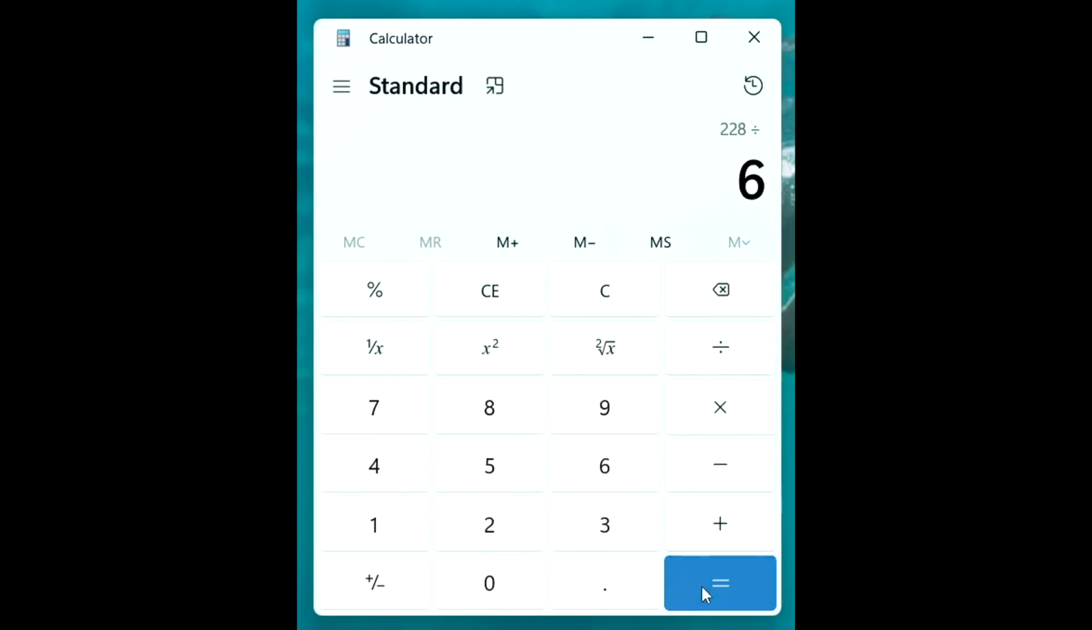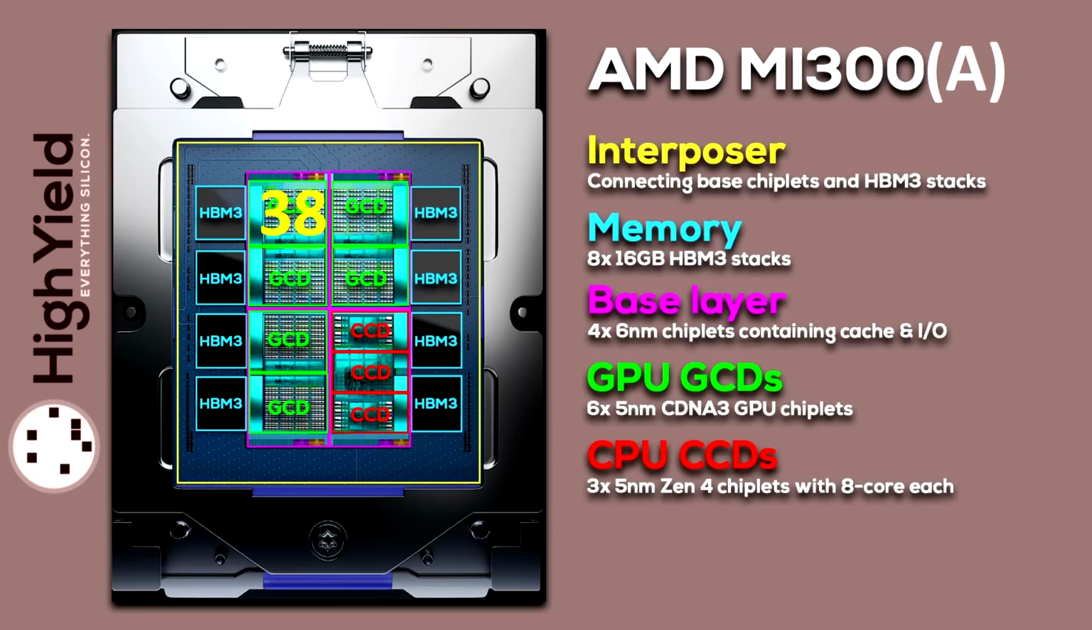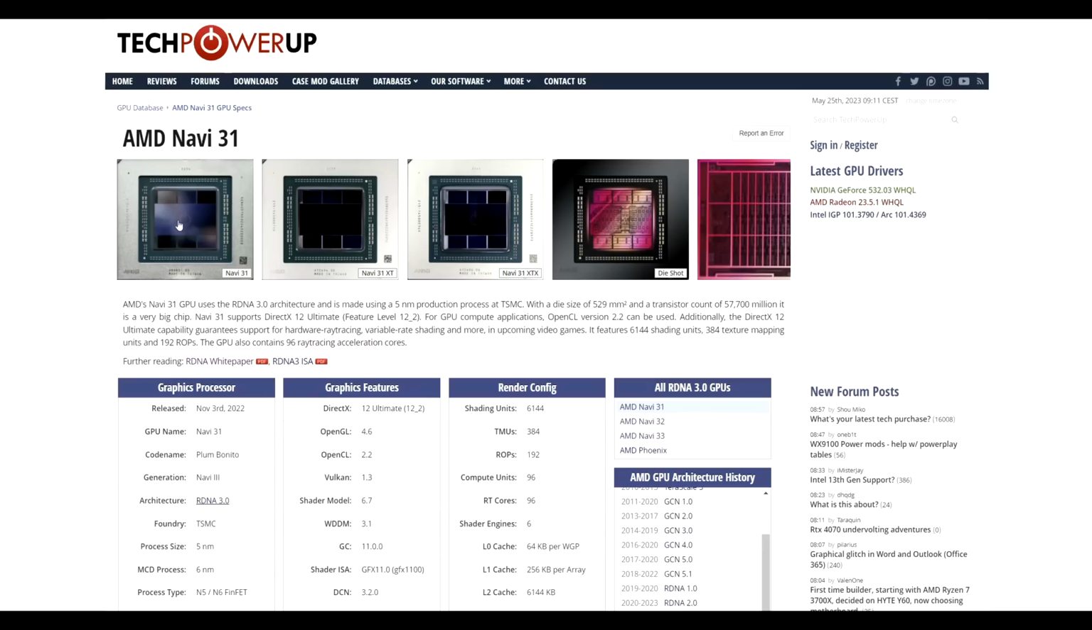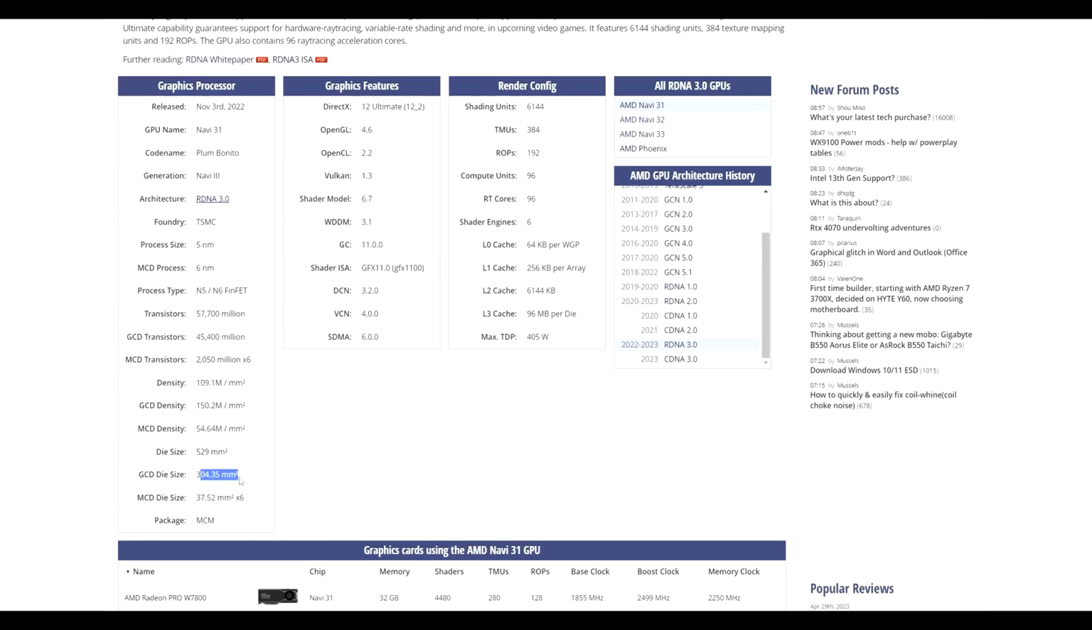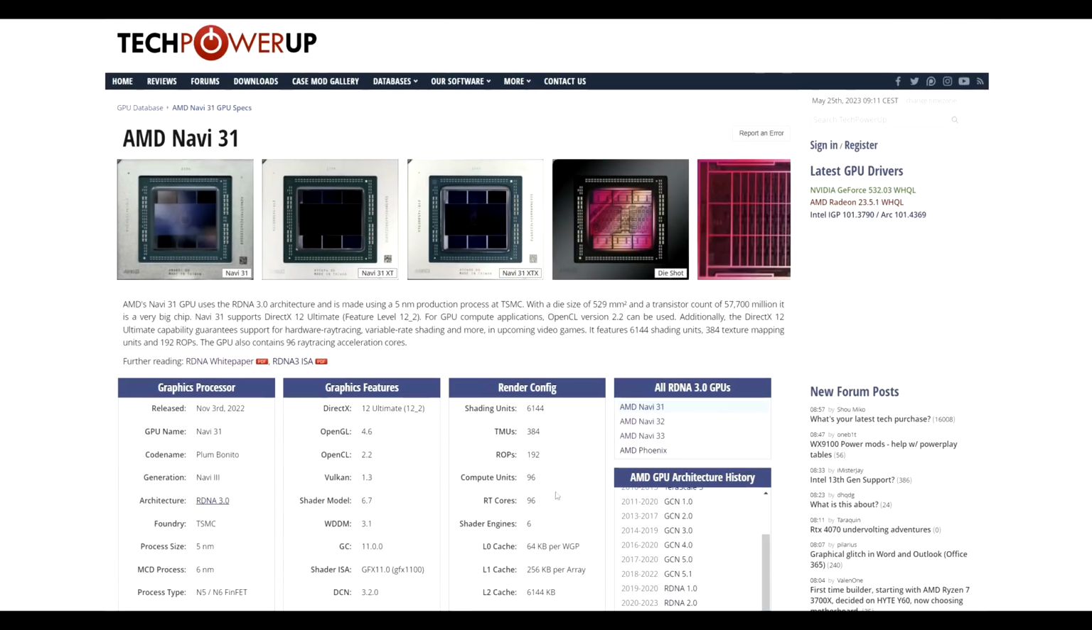228 divided by 6 is 38. So each graphics chiplet has 38 compute units, which means we're looking at a cut-down chiplet here, with the full chiplet presumably having 40 compute units. If that is the case, it's pretty interesting, as one would imagine that these graphics chiplets are pretty small. Navi 31, that was what, about 300 square millimetres? And that was for 96 compute units.